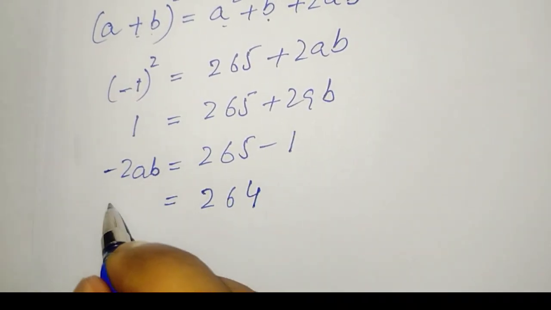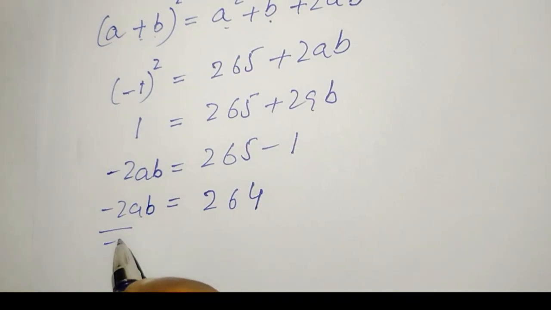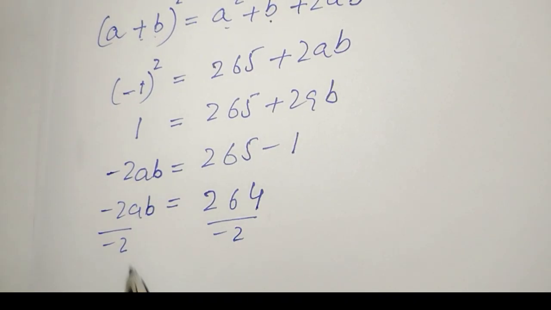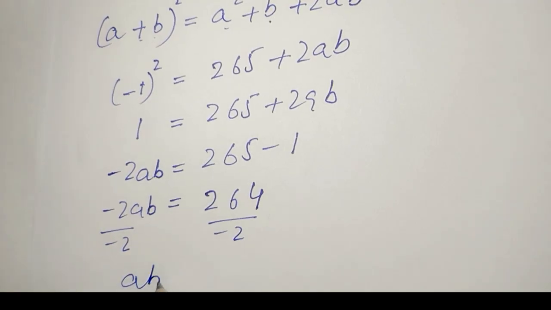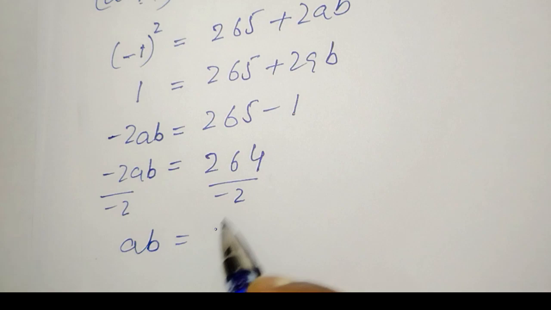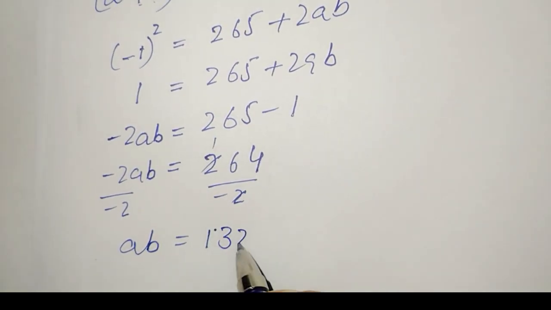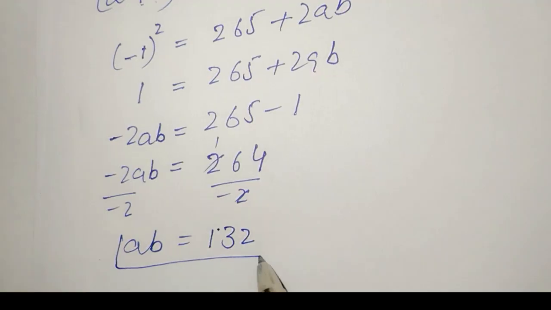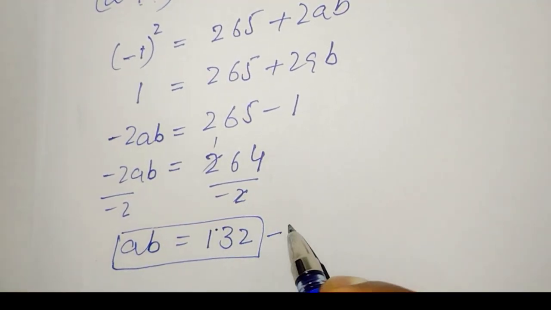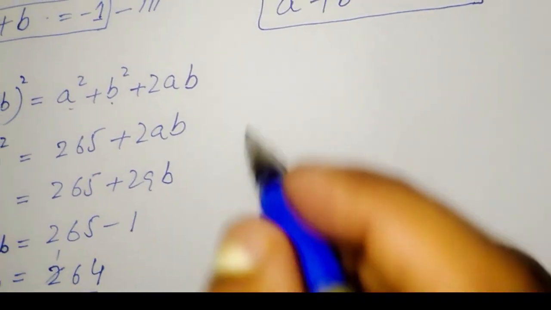264 equals minus 2ab. We divide both sides by minus 2, this one and this one as well. Then we are left with ab equals, 2 1s are 2 and 3 2s are 6, so we have ab equals 132. That is equation 5.